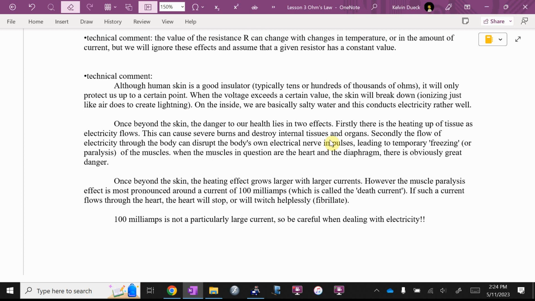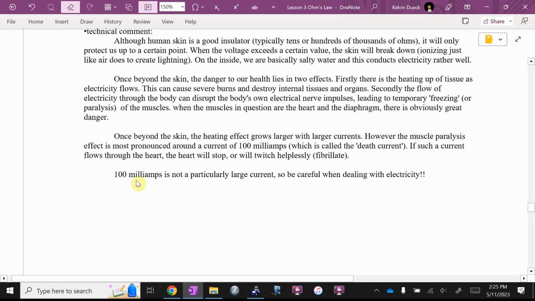To shock you and burn you needs a fairly high current, but to get your muscles to twitch, or fibrillate is the fancy word, you only need about 100 milliamps, 0.1 of an amp, nicknamed the death current. If such a current flows through the heart, it can stop or twitch helplessly. So 100 milliamps, 0.1 amps is not very big, hence my be careful when dealing with electricity. Don't do it if you don't know what you're doing.